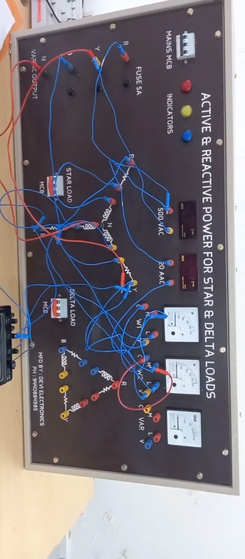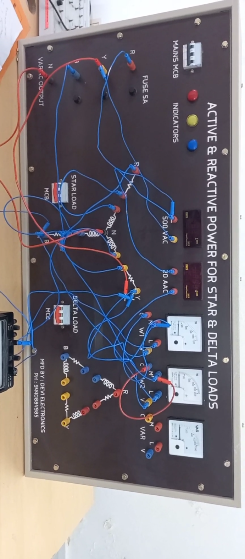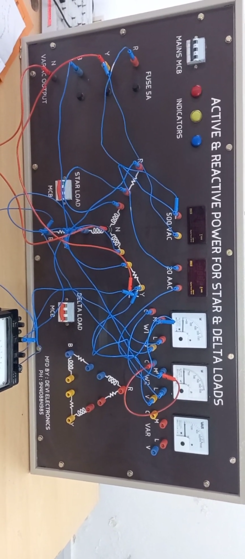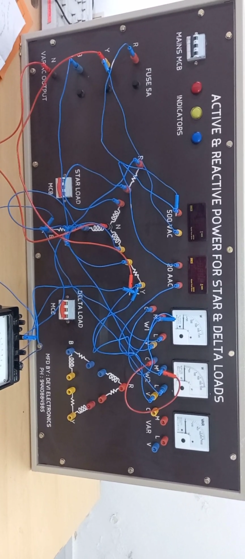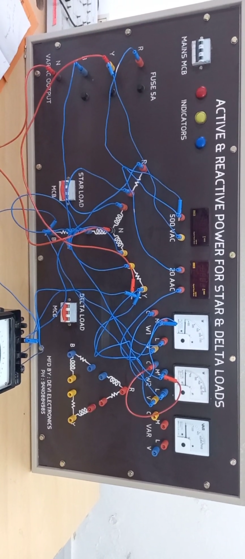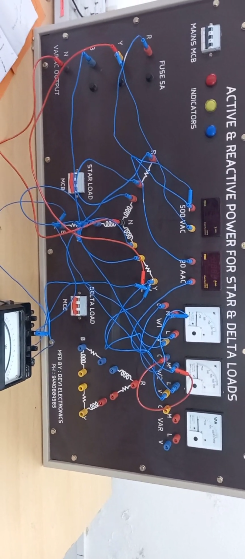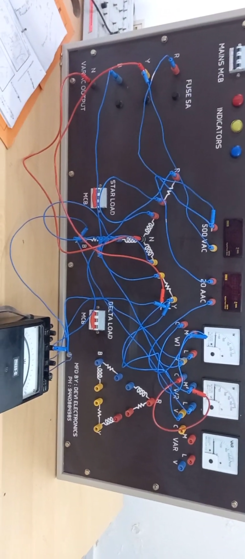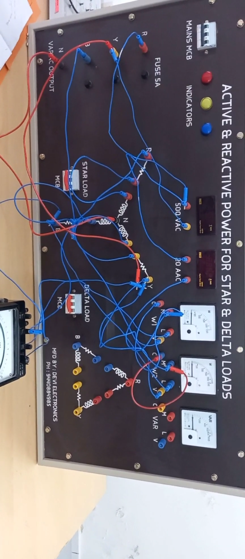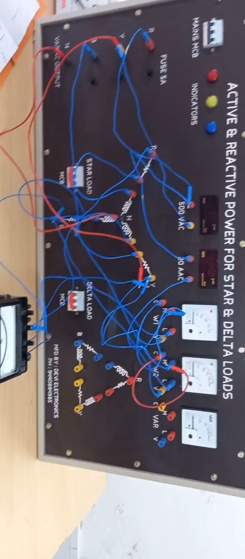Whatever the delta load connection we gave, the same connections apply, but just the loads here are different. The R load of the delta load we are connecting to the R load of the star load, the Y load of the delta load connection is connected to the Y load of the star connection, and the B load is directly connected to the B phase. Okay, so everything is the same as the connection we gave in the reactive power delta load. So once again we are discussing those connections one by one, you remember.